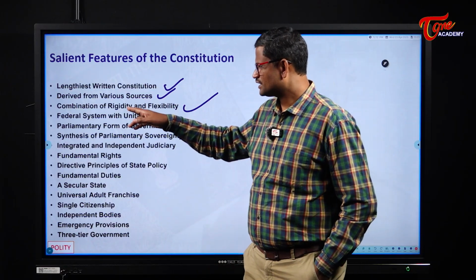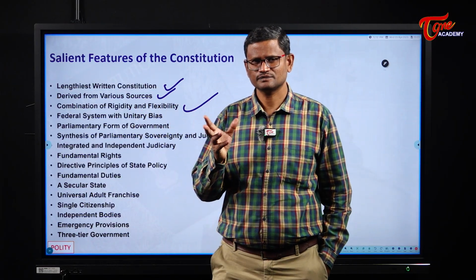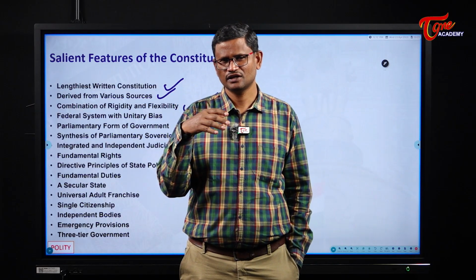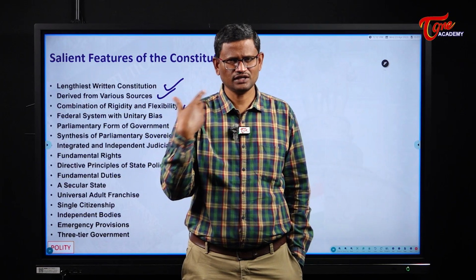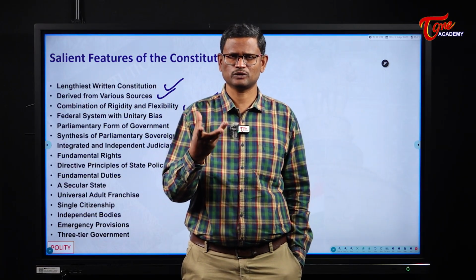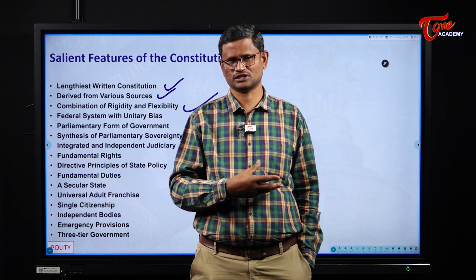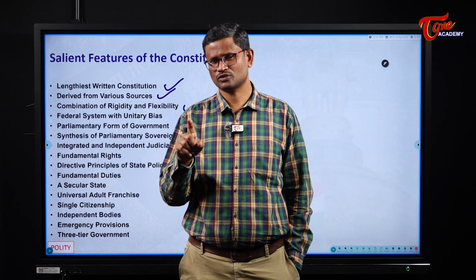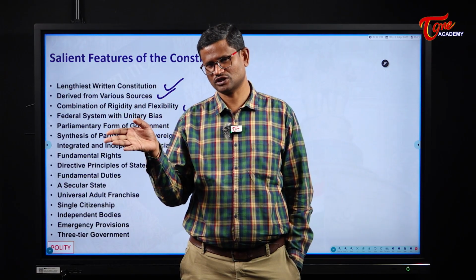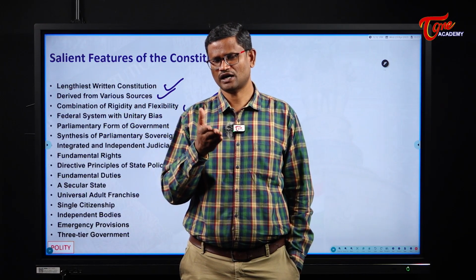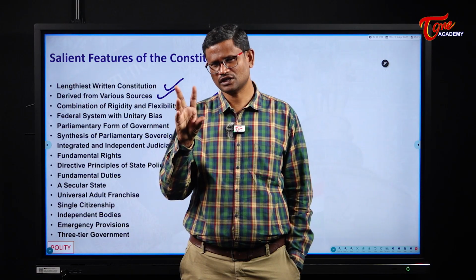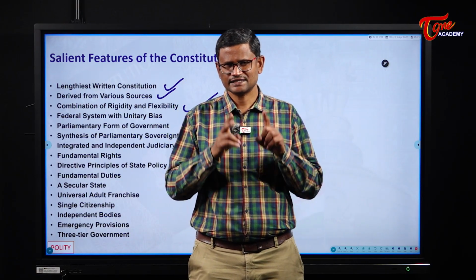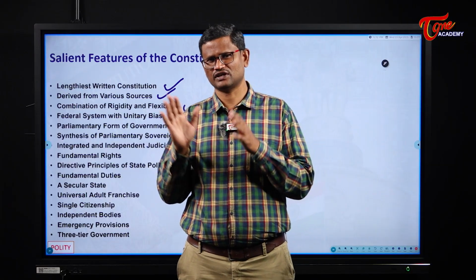So why do we say that it is a mix of rigidity and flexibility? Those features which are not federal in nature can be amended very easily by Parliament alone by simple majority. That speaks about the flexible nature. And where the federal provisions are involved, amending them requires approval of the Parliament by special majority, and also approval by half of the states by simple majority. This is the rigid part of the Indian Constitution. That's why the Indian Constitution is a synthesis of rigidity and flexibility.